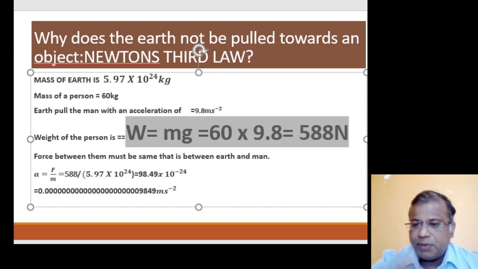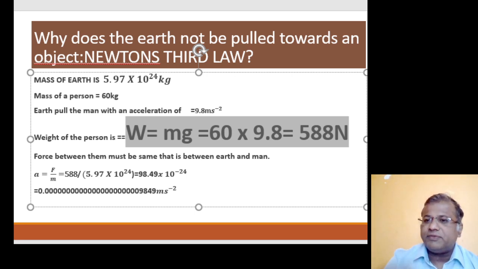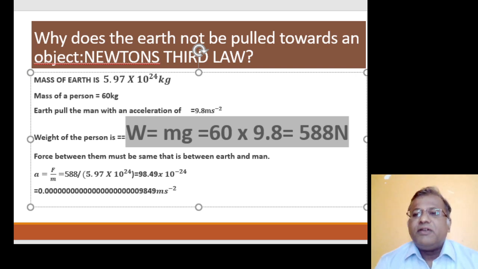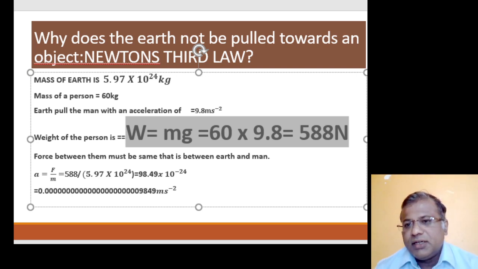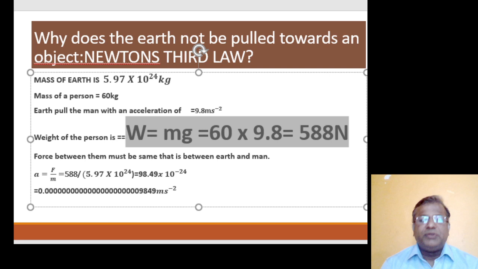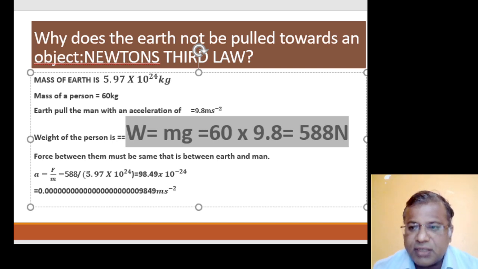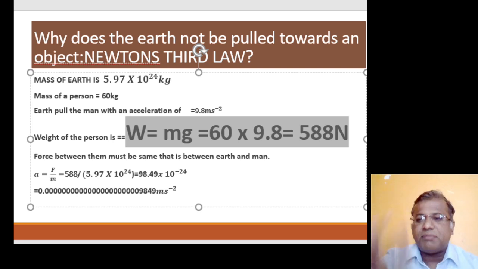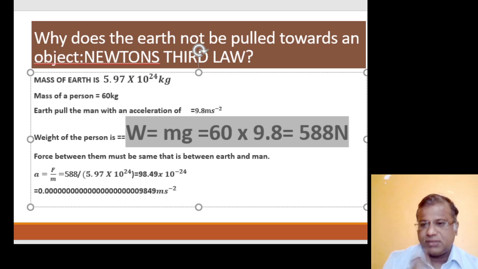Okay. So, a person is being pulled by Earth with this force. What is the force here? 588 Newton. If anybody asks you, with what force you are being pulled towards Earth, you see your mass, multiply your mass with 9.8, and whatever value you get, that many Newton is the force with which you are pulled towards Earth.